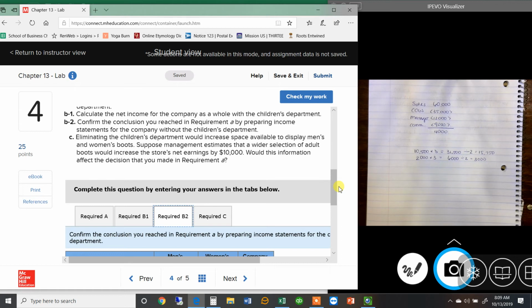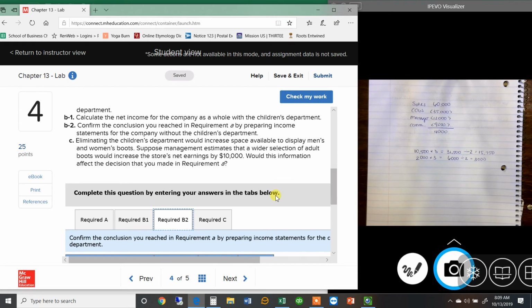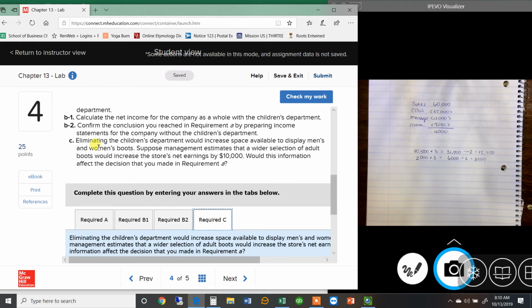So the last question says, in part C, eliminating the children's department would increase space available to display men's and women's boots. Suppose the managers estimate that a wider selection of adult boots would increase the store's net earnings by $10,000. Would this information affect the decision that you made for requirement A?